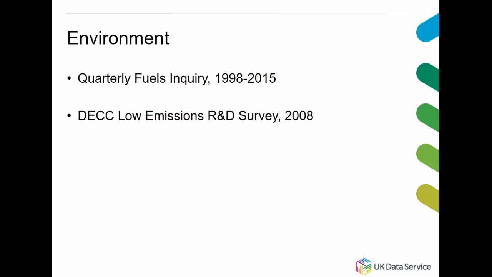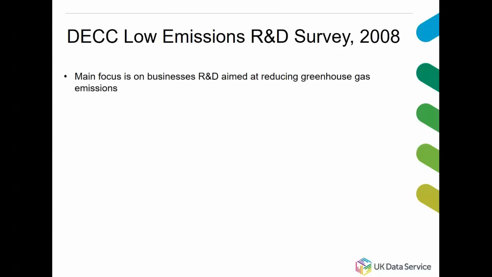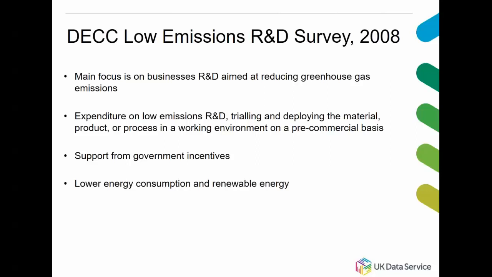And then we have also under this broader heading the DECC Low Emissions R&D Survey. Now what this does is it has a main focus on business R&D aimed at reducing greenhouse gas emissions. So it looks at expenditure on low emissions R&D, trialling and deploying the material, product or process in a working environment on a pre-commercial basis. It looks also at support from government incentives in this area. It looks at lower energy consumption and renewable energy. And essentially it's surveying the top 4,000 innovators in the country.